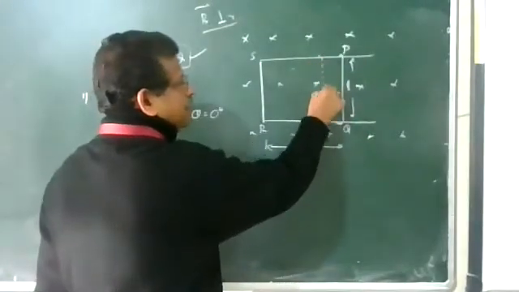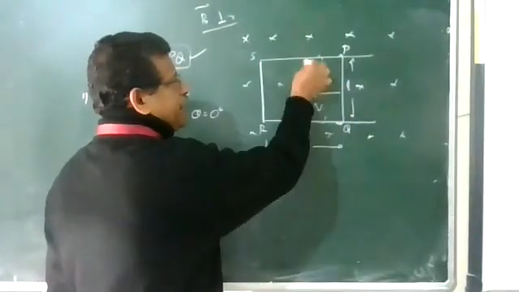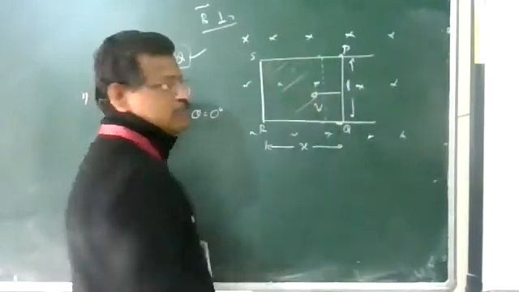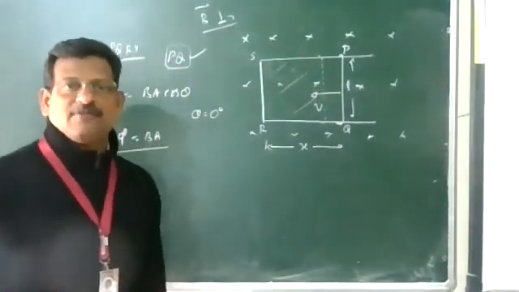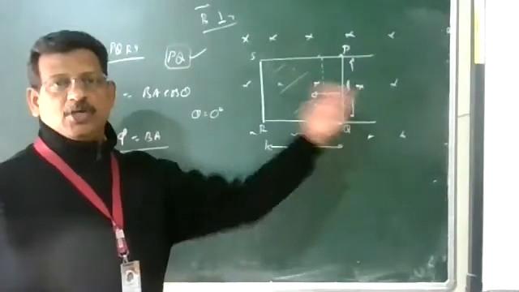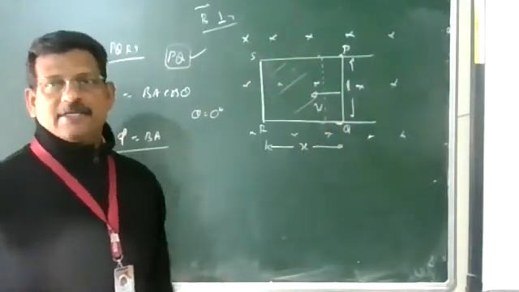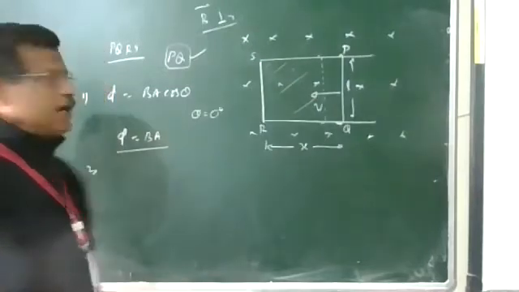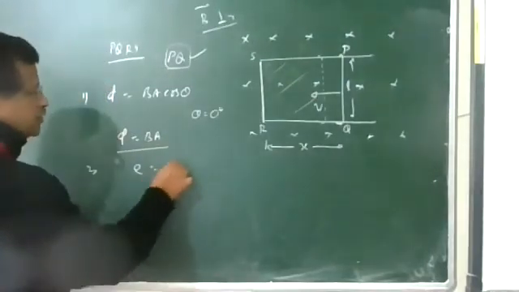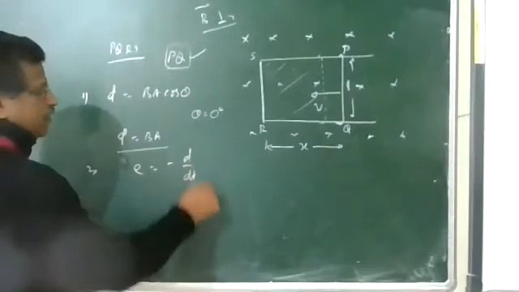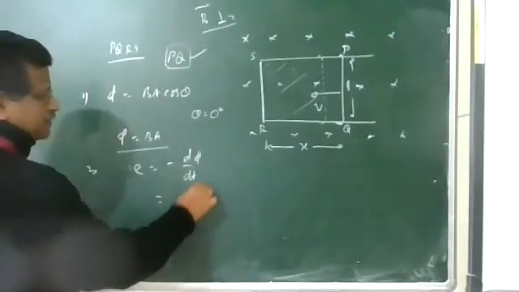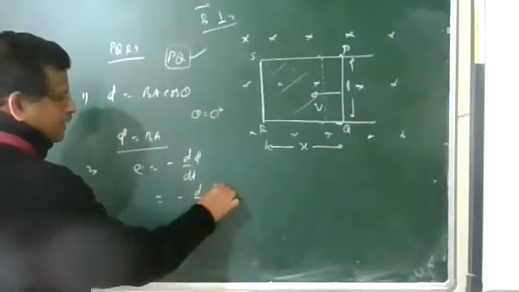As it moves, suppose it comes to a new position after some time. So the area through which flux passes changes. There will be a change in flux. As the conductor is moving, it is always in contact, so the rectangular coil area is changing. So what EMF is induced? The EMF induced is equal to minus d by dt of phi. Phi is minus d by dt of BA.